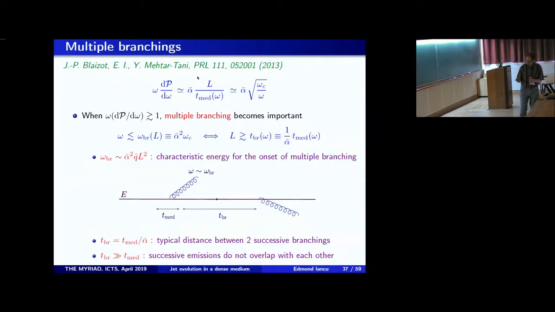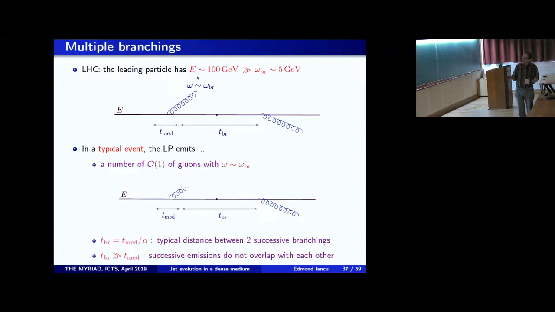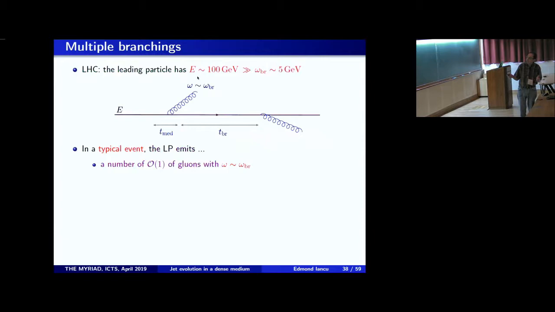So now let's look at the typical event at LHC. The jets at LHC have a few hundred GeV, a minimal value is like 100 GeV. And if you use the typical values for q hat and L, you find that the typical scale for the onset of multiple branching, omega branching, is like 5 GeV. It's not 50 GeV, even though I told you that omega c is like 50 GeV, because this has an alpha squared, so it's like 5 GeV. It's still a reasonably hard scale, but small as compared to the jet energy. So for emissions with energy of order omega branching, the branching occurs with probability of order one.